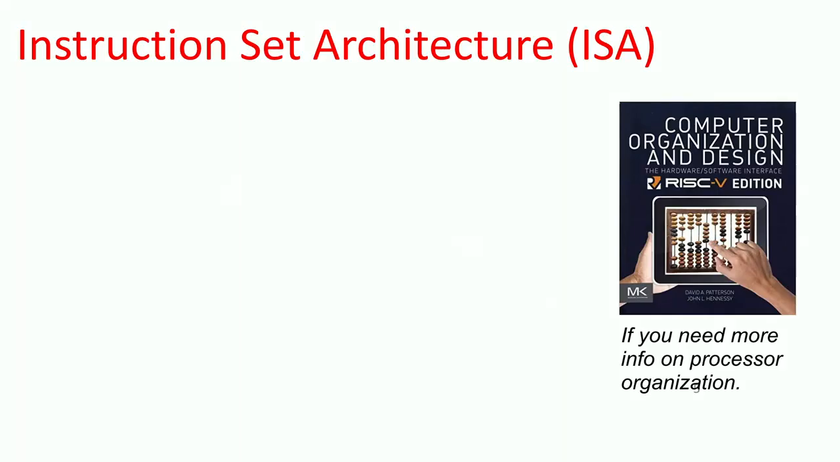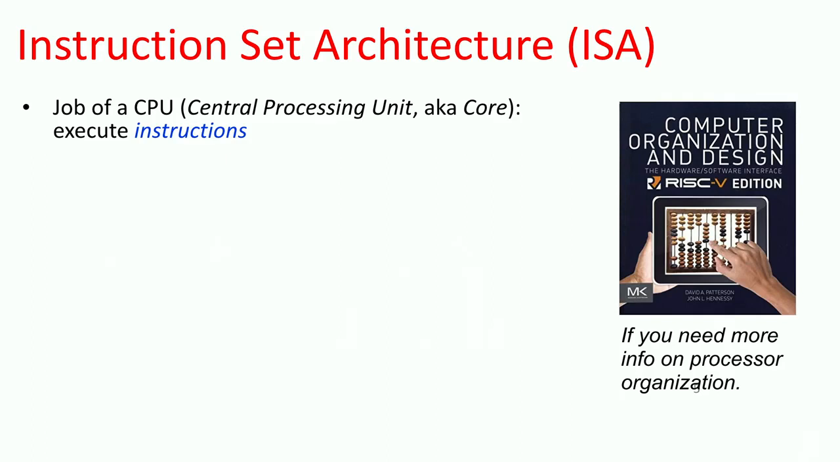Okay, so what RISC-V really does is define not the processor itself, but the instruction set architecture. This is really the set of instructions that the processor executes. Right? So it's the job of the CPU, or central processing unit, also called a core, to execute instructions. That's really what it does. A CPU is a piece of hardware, an engine that can execute instructions. By executing instructions, we can run software.